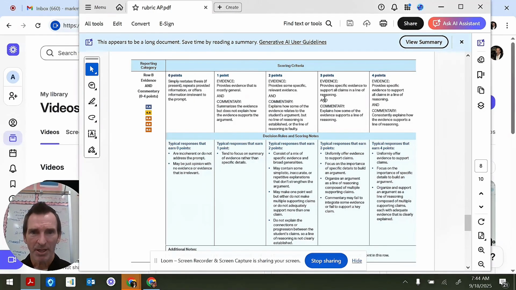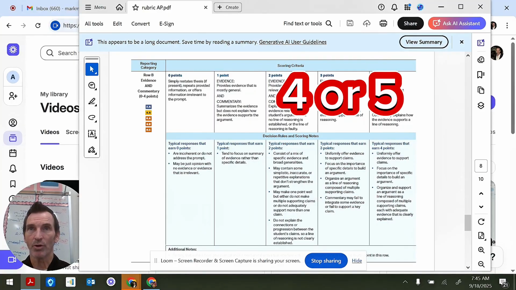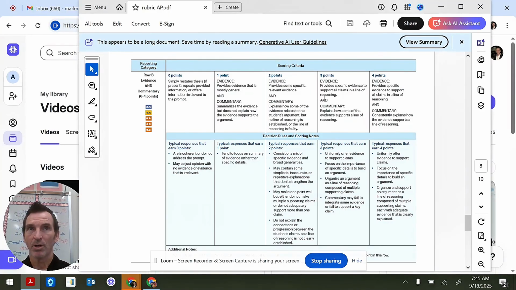And then 3 points. If you look over here, 3 is solid. So if you're getting 1 for the thesis and 3 for evidence and commentary, that's a 4-point essay. I tell my students, and I told them for the first essay, our goal is a 4 or higher. A 4 or higher is solid. If you score a 4 or higher on all 3 essays and you do well in the multiple choice, you're looking good. You can get a 4 on the exam.